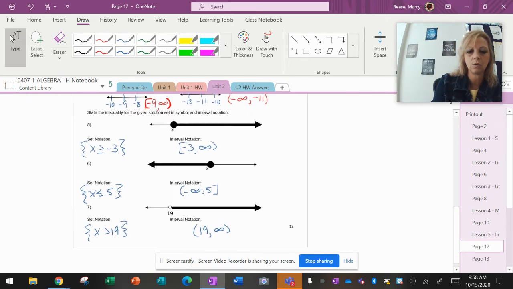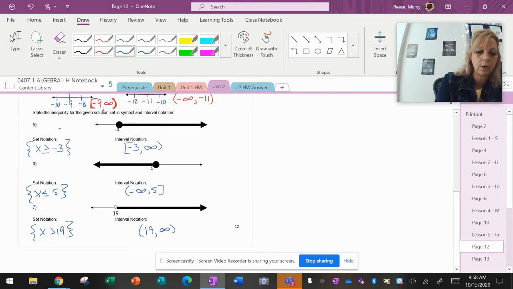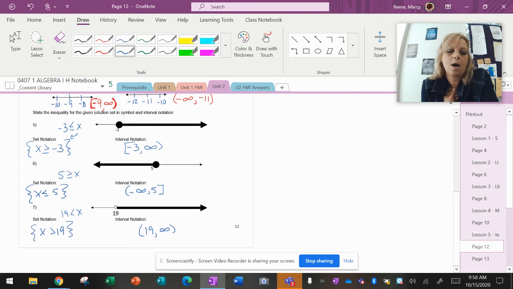Let's do this. You can have negative 3 is less than or equal to x. Like it could be that way. Or 5 is greater than or equal to x. Or 19 is less than x. I always write it from the x. I don't know why, I just always have. But if you had them flipped, that's fine. Interval notation, not negotiable. You can't flip them. Okay? All right. Keep going.